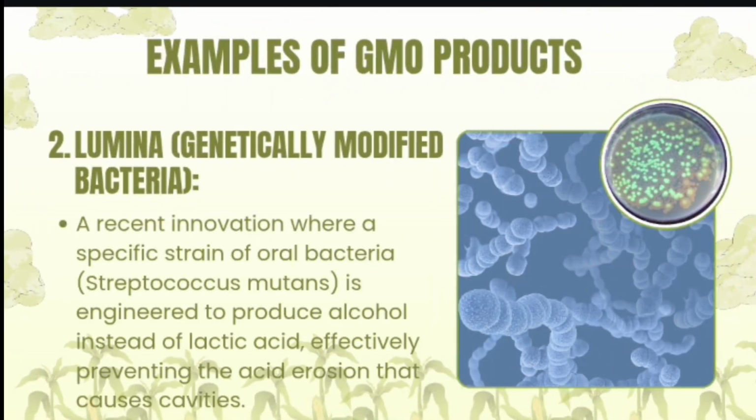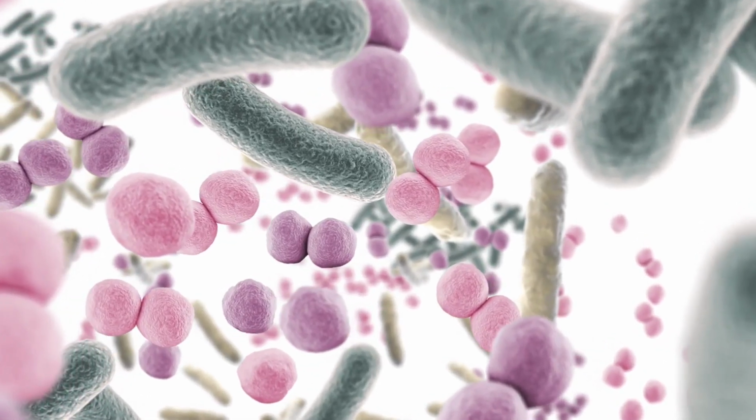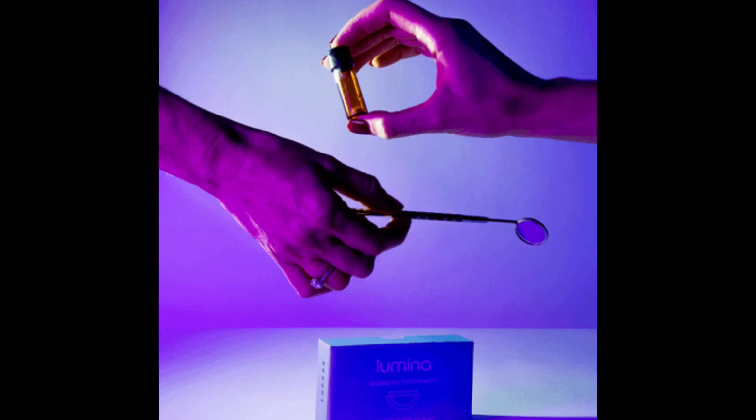Second example is Lumina. Scientists took a specific type of oral bacteria called Streptococcus mutans. Normally, this bacteria produces lactic acid, which causes tooth decay and cavities. But with genetic modification, they changed it so that it produces alcohol instead of acid. So basically, this means it no longer damages your teeth, which effectively helps us to prevent cavities.